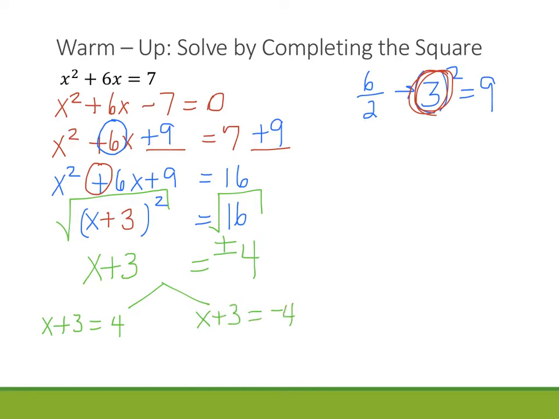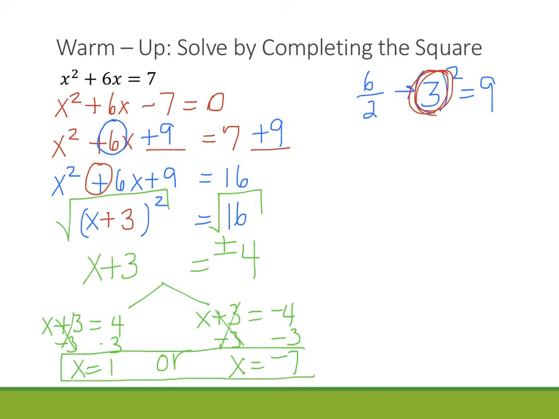And I'm going to solve. If I subtract 3 from both sides, I get x equals 1. And if I subtract 3 from both sides here, I get x equals -7. Notice again that I have the same solutions, even though I solved it in a different way.